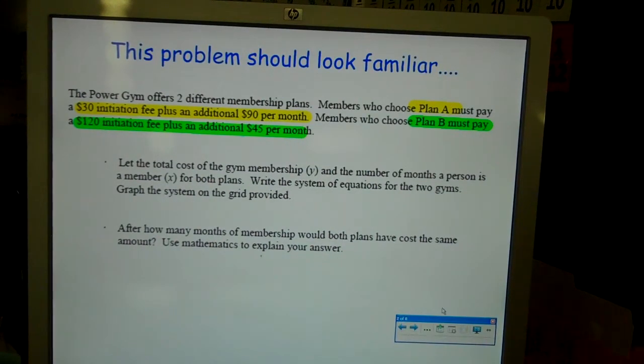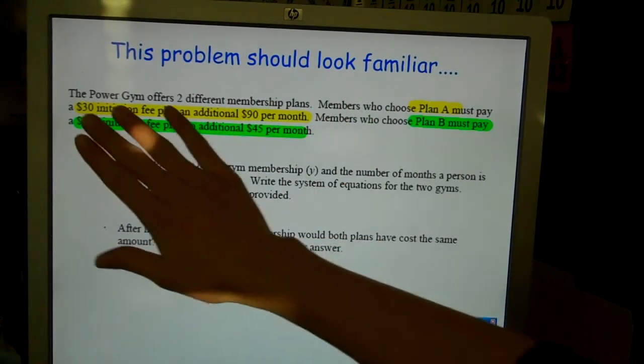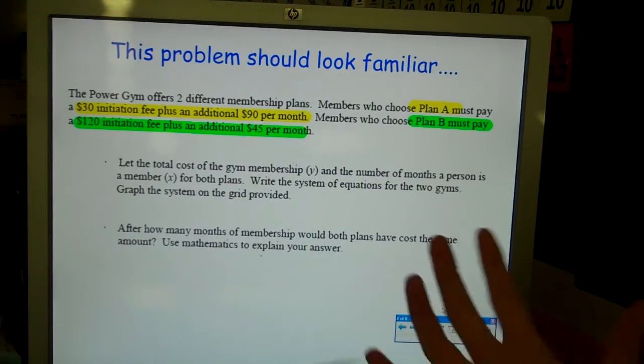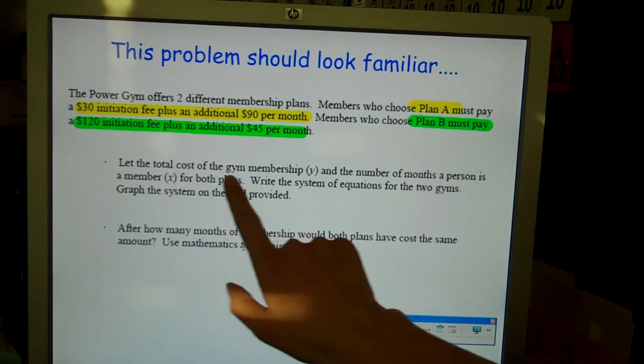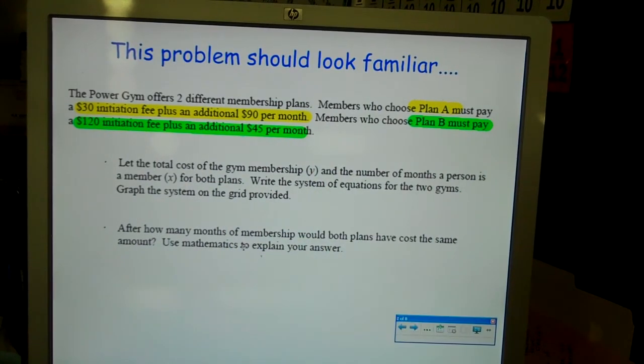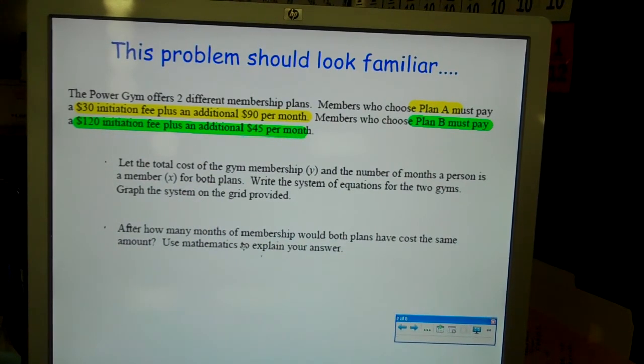Already, this is a system because we have two different things that we're comparing. We have a Plan A and a Plan B. Yes, they all go to Powerhouse Gym, but it's two different plans that we're going to be able to look at. Let the cost of the total gym membership, Y, equal the number of months a person is a member, X, for both plans. Write the system of equations for the two gyms. Graph the system on the grid below.